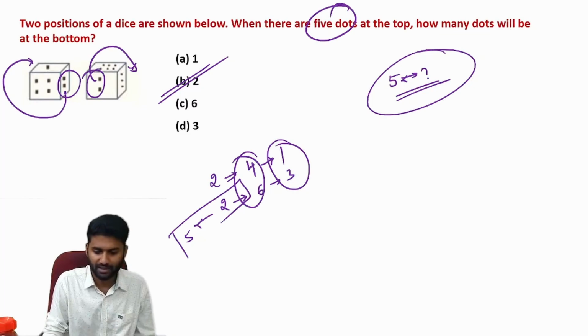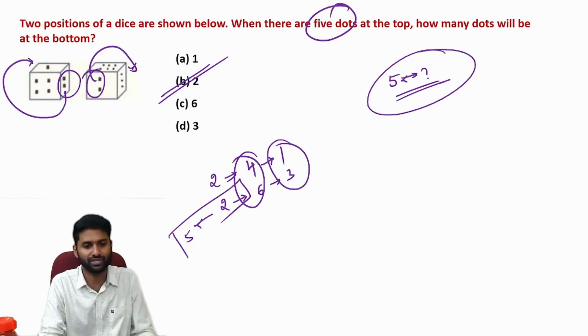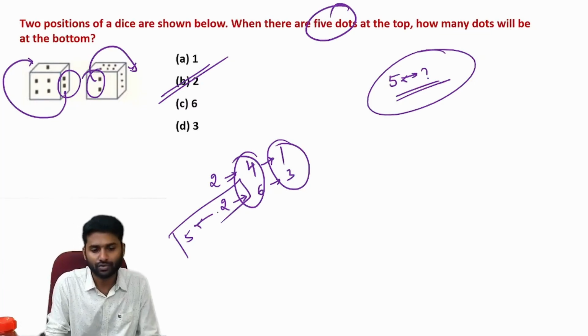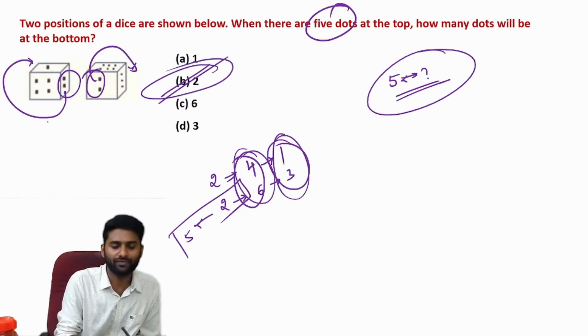Is it clear? Guys, if there is one surface common, take that surface as constant and consider the clockwise rotation. So if you go through the clockwise rotation for both the dice, we can conclude that 1, 3, 4, 6 and 2, the remaining number is 5, are all opposite to each other. So according to this question, 5 is opposite to 2.